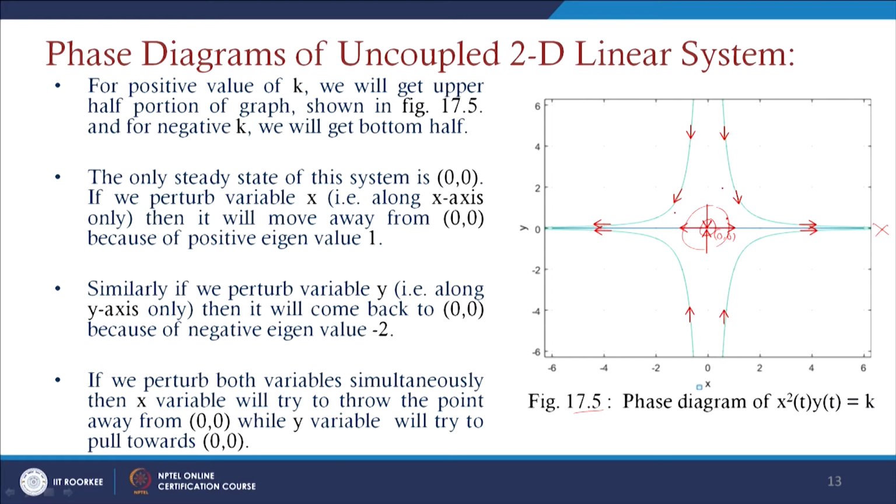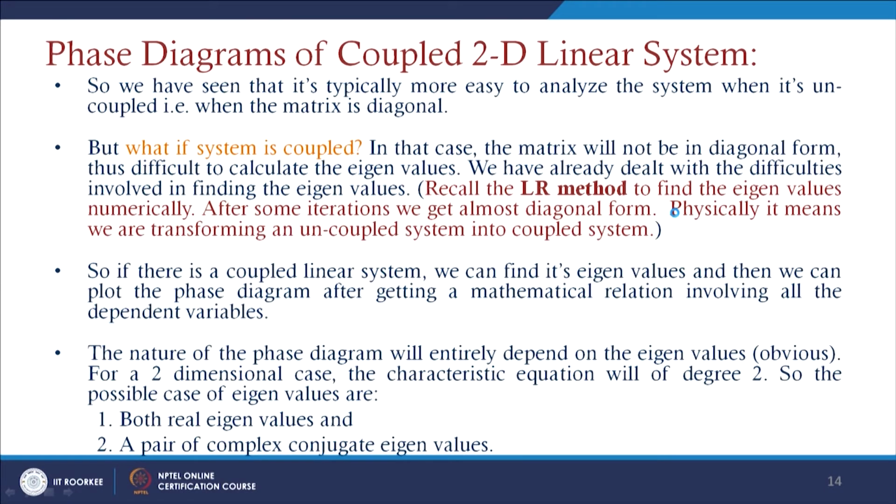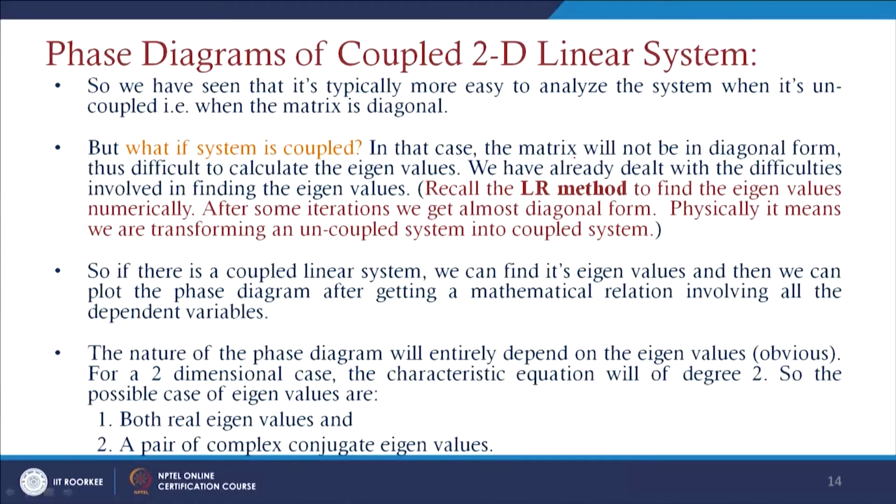So this is for the uncoupled system, and if we go for a coupled 2D linear system, it is very difficult to handle, since in an uncoupled form we obtain the solutions in an independent form, and we are trying to establish the relationship between these two variables. And the matrix is also diagonal, so that is why we can easily find the eigenvalues in a compact form. But if the system is coupled, in that case the matrix will not be in diagonal form.